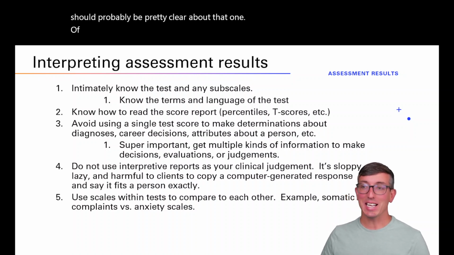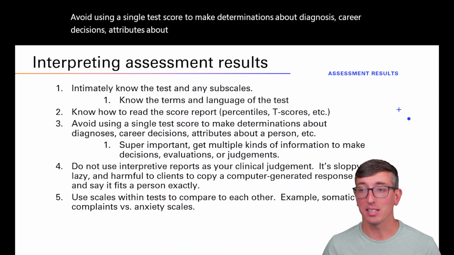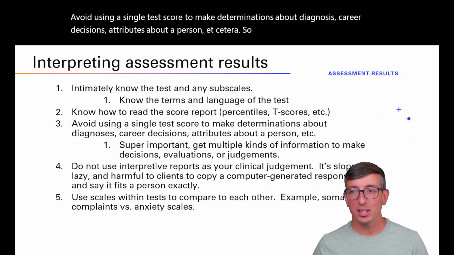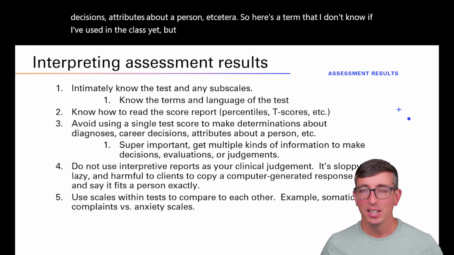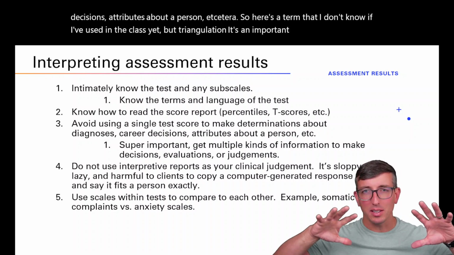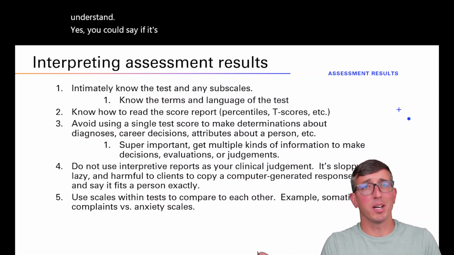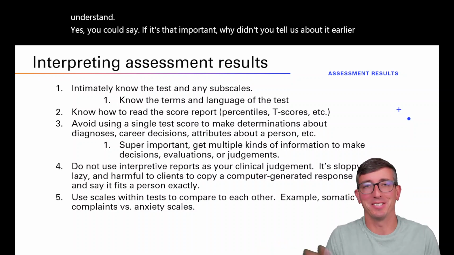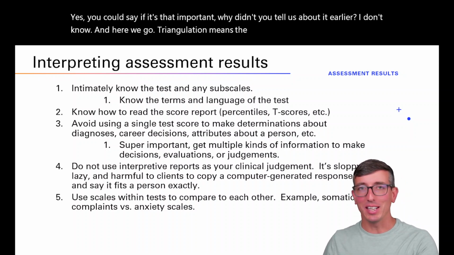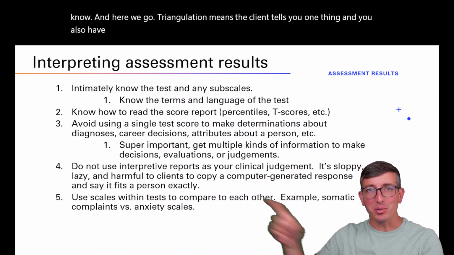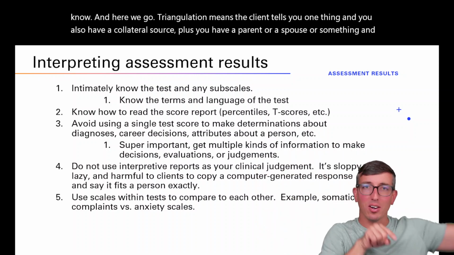Avoid using a single test score to make determinations about diagnosis, career decisions, attributes about a person, etc. So here's a term that I don't know if I've used in the class yet, but triangulation. It's an important assessment principle to understand. Yes, you could say, if it's that important, why didn't you tell us about it earlier? I don't know. And here we go. Triangulation means the client tells you one thing, and you also have a collateral source, plus you have a parent or a spouse or something, and you triangulate all this data.